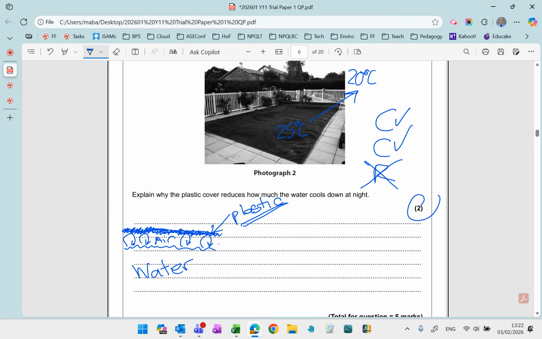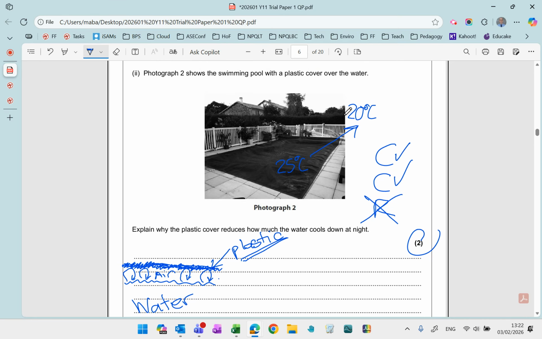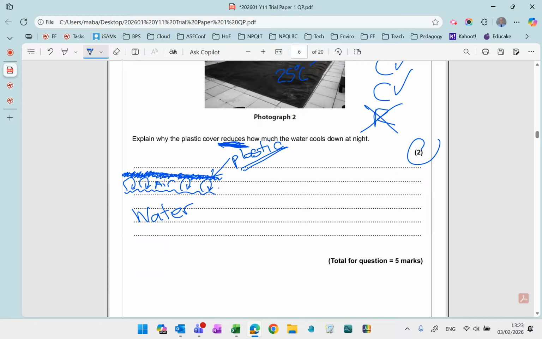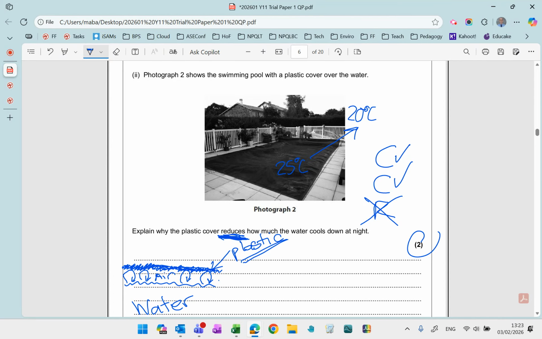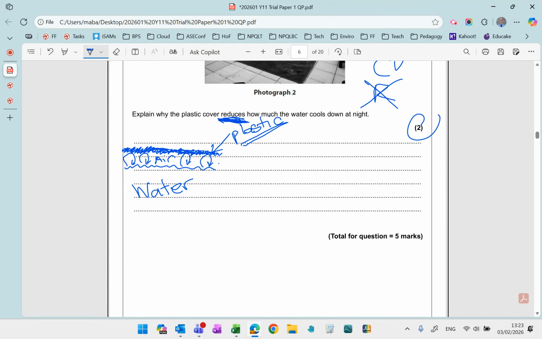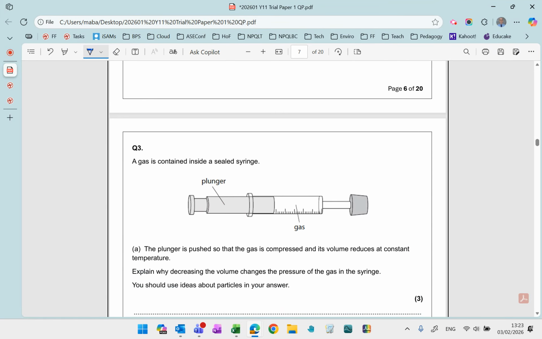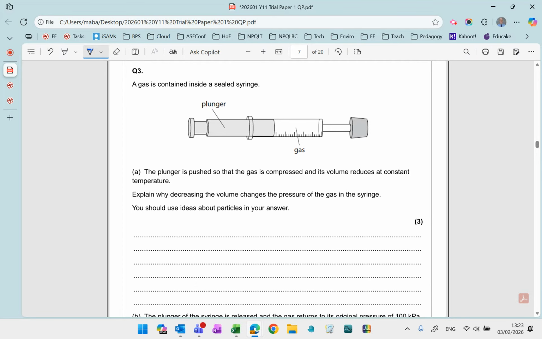All right. And then the other thing that you might notice about the cover is it's black, and black is very good at radiating heat. So that definitely wouldn't reduce the cooling. You've just made it black, so if anything, if you were going to get some significant amounts of radiation, it would increase the radiation more than anything, right? All right, time to move on to question 3.